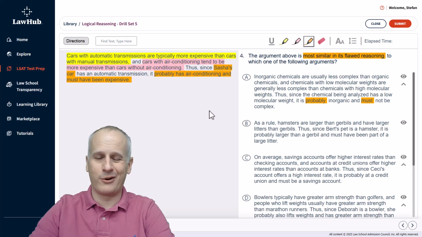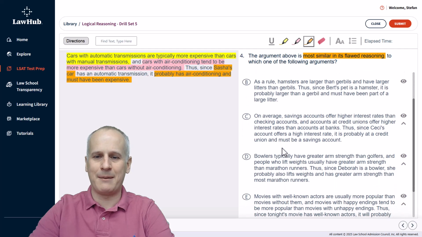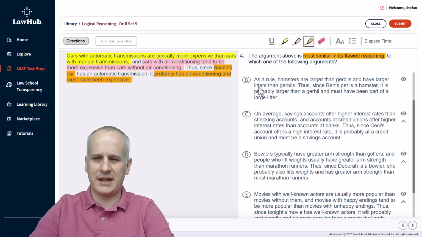So I'm going to just hold A right now, because that's the exact pairing that we need from our qualifiers, and it might be more easily accomplished to eliminate the rest for not matching that structure. So as a rule, hamsters are larger than gerbils and have larger litters than gerbils. Okay, so hamsters are larger than gerbils and have larger litters than gerbils. Well, we've just got one kind of structure here.